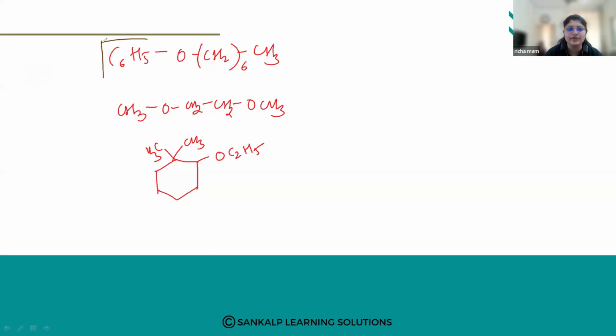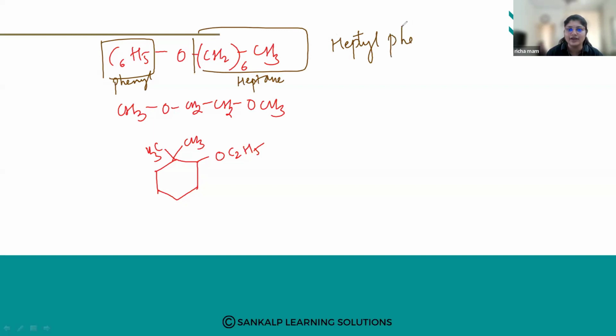So this is a phenyl group, and here there are 7 carbons. So it is a heptane group. Okay, this is a heptane group. So what is the name? This is heptyl. Okay, H comes first. Heptyl phenyl ether. Okay, the IUPAC name is 1-phenoxy heptane. 1-phenoxy heptane. Okay, next one.